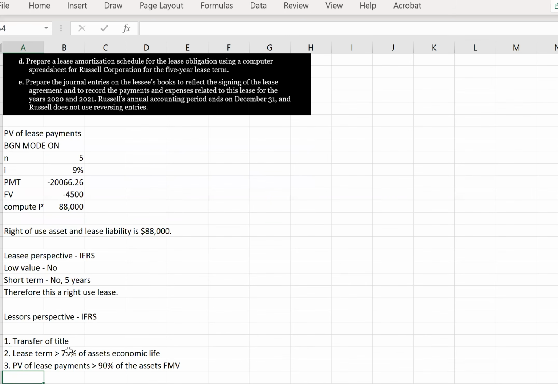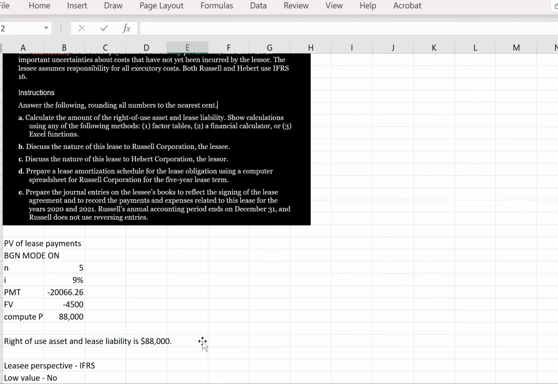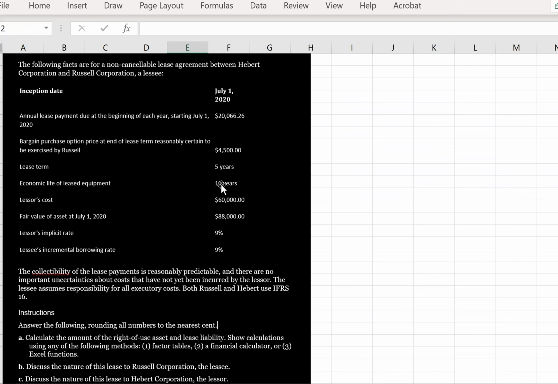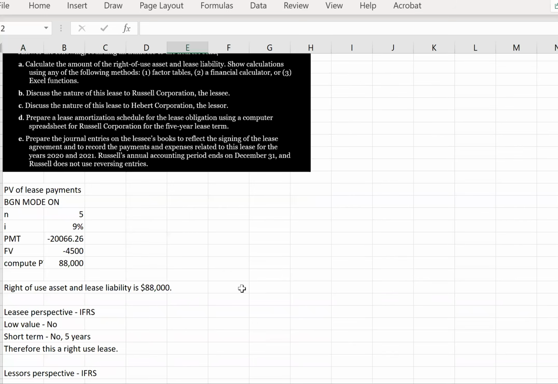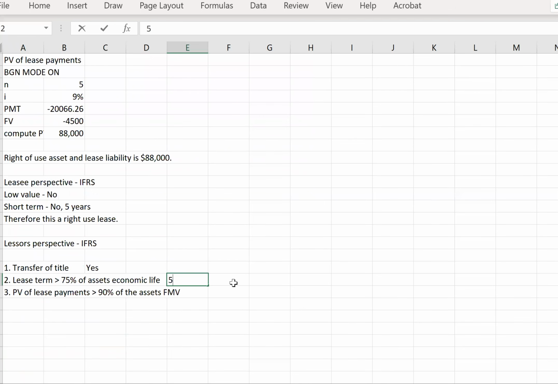So let's see what we've met here. Well, there is a transfer of title, yes, because we know from up here that there is a bargain purchase option that is expected to be exercised for $4,500. Let's check on the lease term. So the lease term is 5 years. And the economic life of the equipment is 10 years. So we've got 5 over 10. So this is only 50%. So this one is not met.